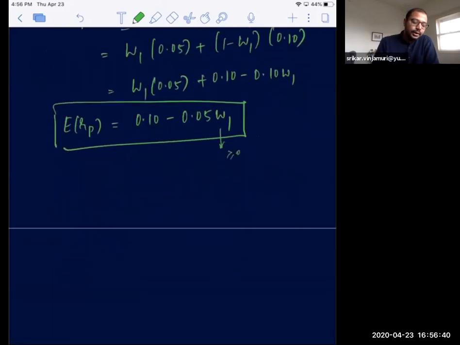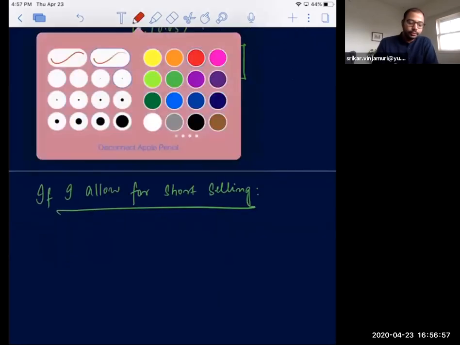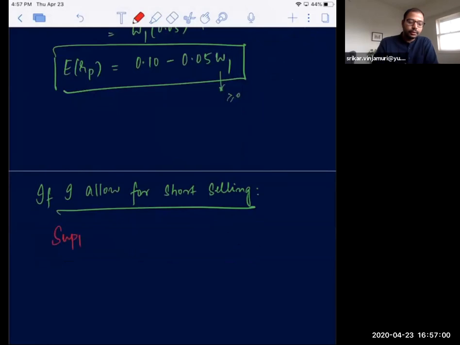But if I allow for short selling, suppose somebody comes up to me and says, I want you to double my money. I'll give you $1, I want $2 back, right? So suppose I want the expected return on the portfolio to be 100%. That's basically the return that they want, so that they can double their money.